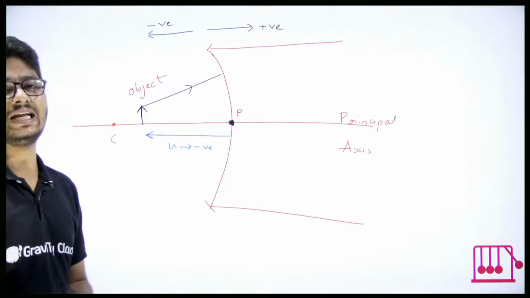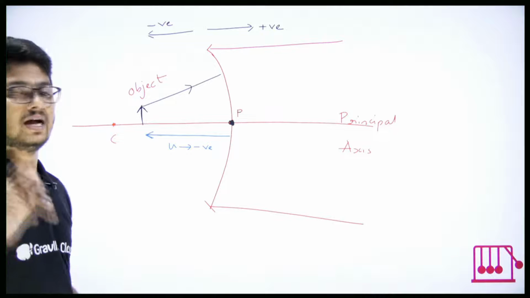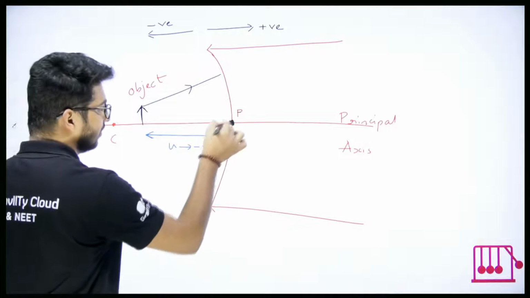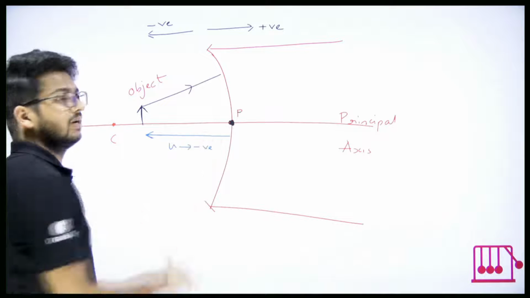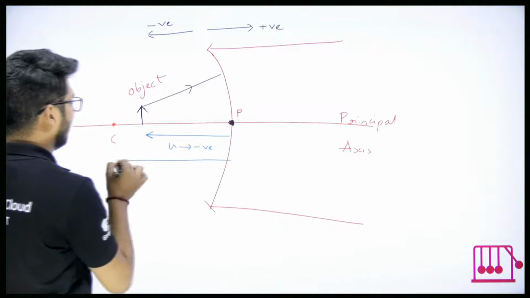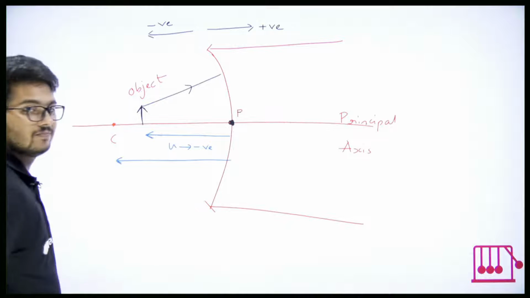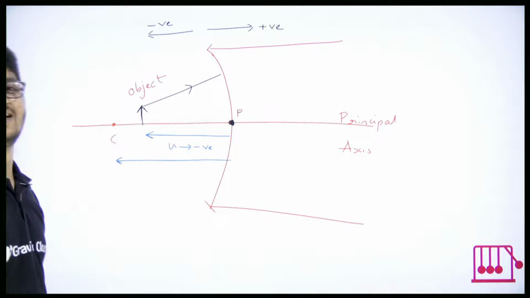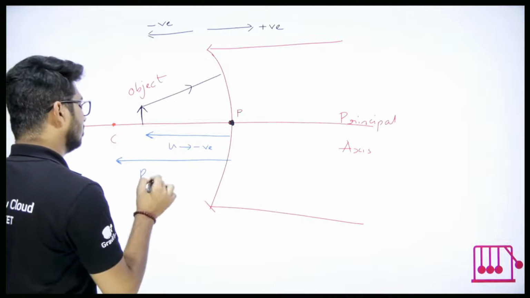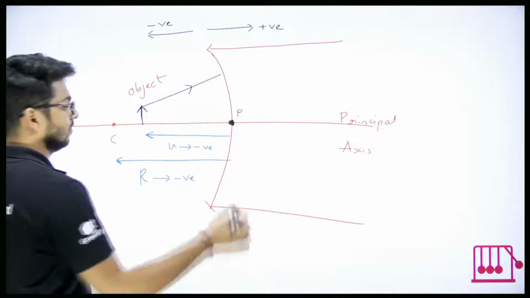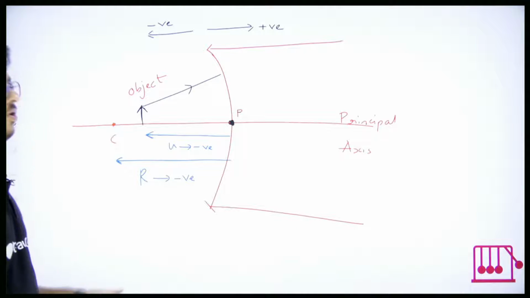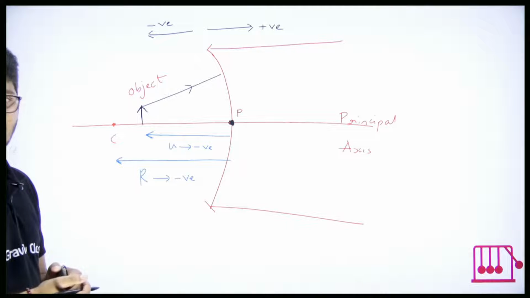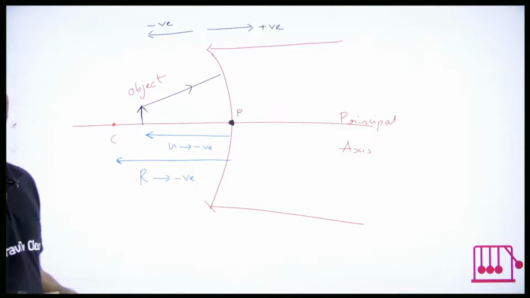And if I look at radius, how do I find the radius? Again, every distance is measured from pole. So from pole, I go towards center. In which direction am I going? Left. And left is negative. So radius will also be negative. And we will depend on where the object is. Okay, so let's go into one simple problem, very quick.